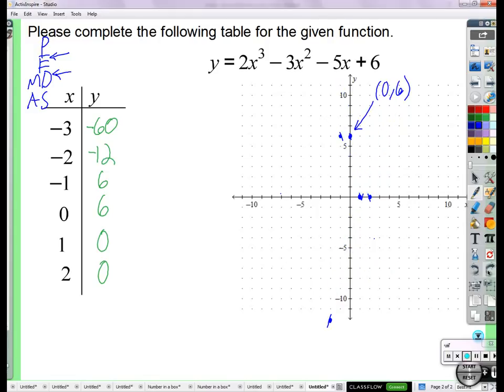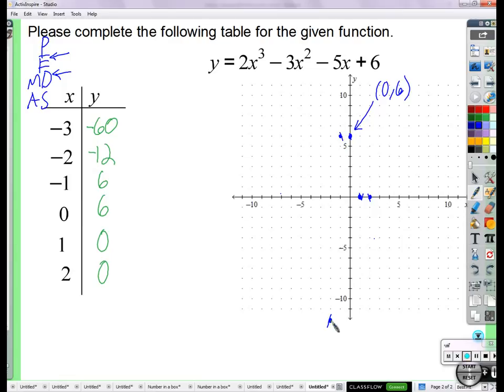So, that can't be the graph. Okay. Let's just start here. Let's look at this point and this point. Are there points in between those points? Okay, let me ask it another way.